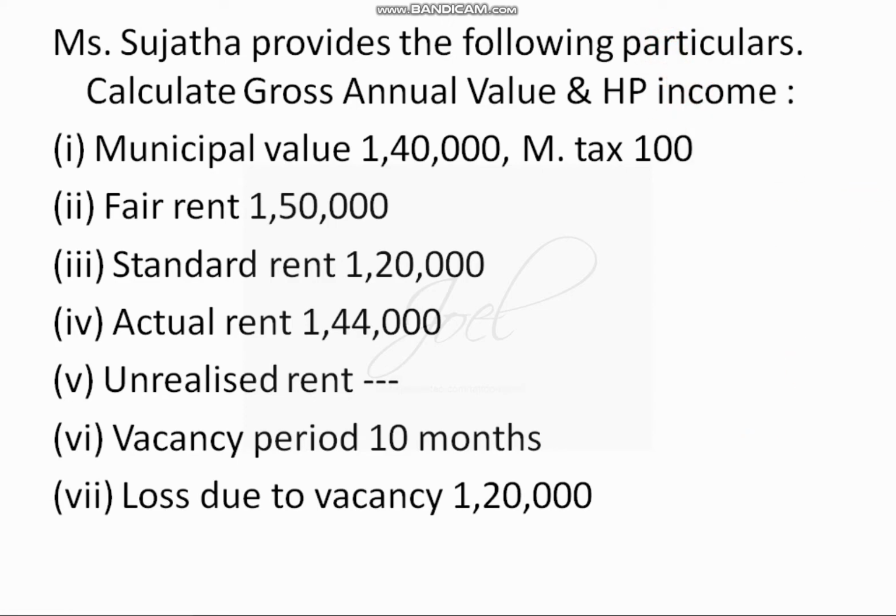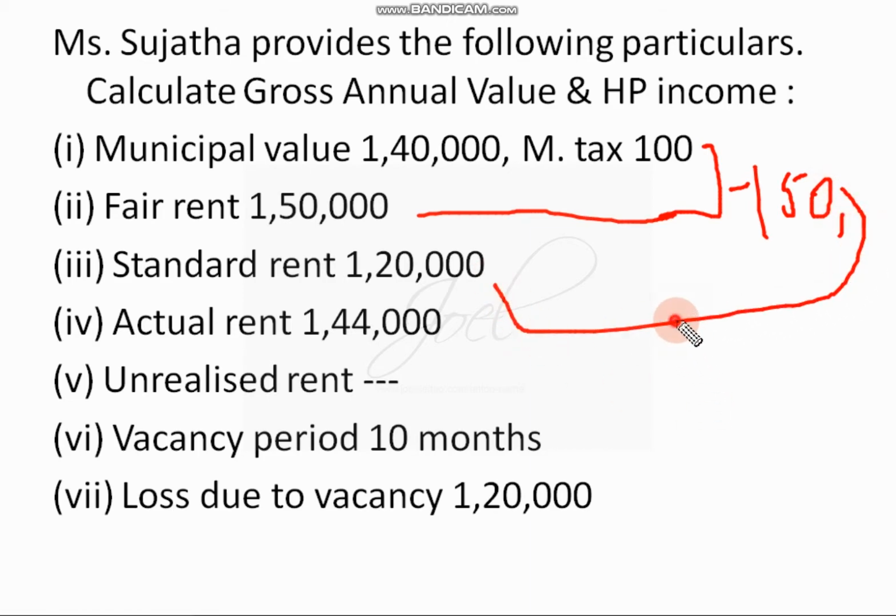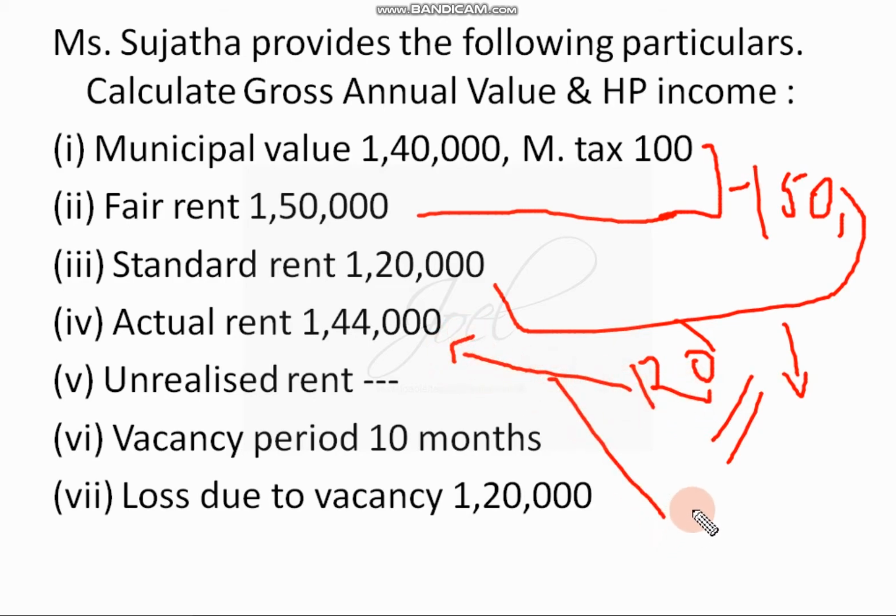So we'll start to compare these two amounts. When we are comparing these two amounts, the highest one is rupees 1,50,000. That amount is compared with rupees 1,20,000. When we are comparing it with 1,20,000, we have to consider the lowest amount. So 1,20,000 will be my amount. That amount and 1,44,000 I have to compare.